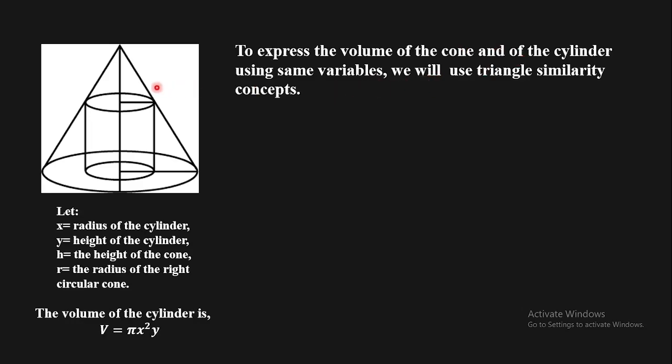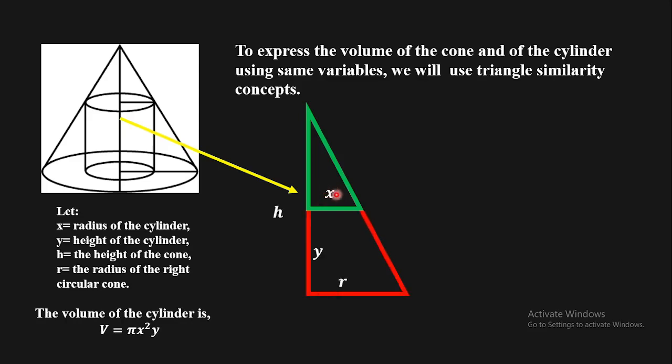You'll notice here that there are triangles being formed. This is a small triangle, which has a base x, which is also the radius of the cylinder, and the big triangle here has a base r, which is also the radius of the cone. So we will use triangle similarity concepts. In this way we can find y, which is the height of the cylinder. Here, this part from this point towards the apex is h minus y.